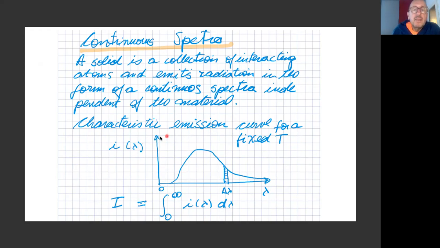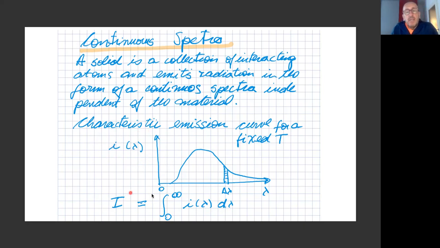So this is the characteristic emission curve for a fixed temperature of a material. The intensity you can depict here as a function of lambda. When lambda is very short, meaning high energy photons, there are almost no photons being emitted. Then there is a maximum, and they decay for long wavelength. Okay, this is long wavelength, this direction. So this small I versus lambda is what is called the spectral intensity of the light.